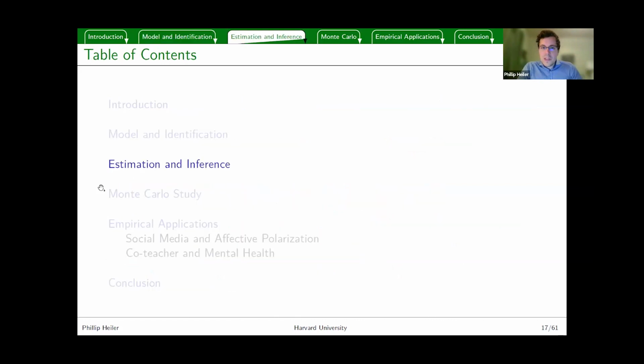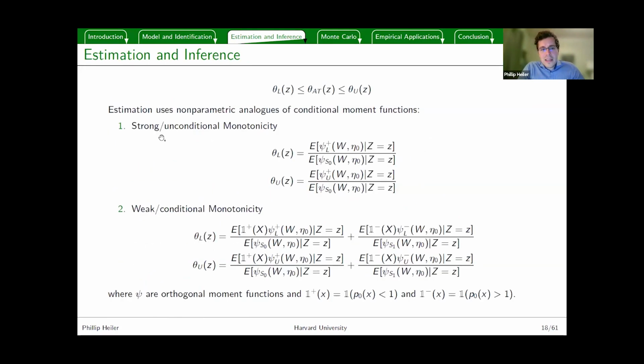Okay. Now let's talk about how we actually implement the procedure. So I will first show you the recipe, and then I will show you theoretical guarantees based on that. So the idea is actually pretty easy.